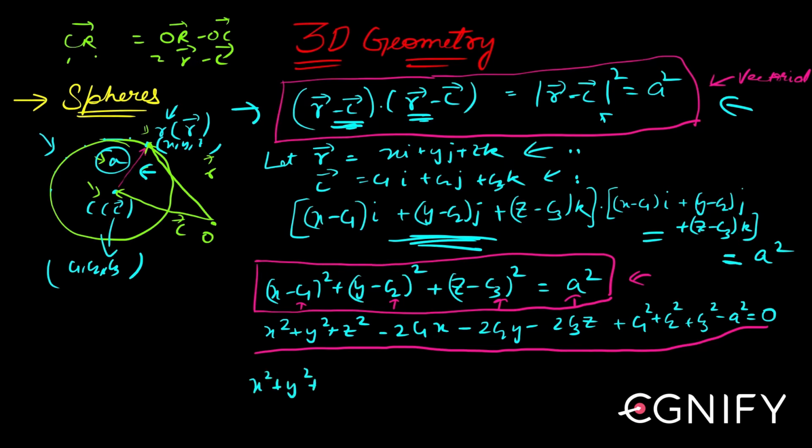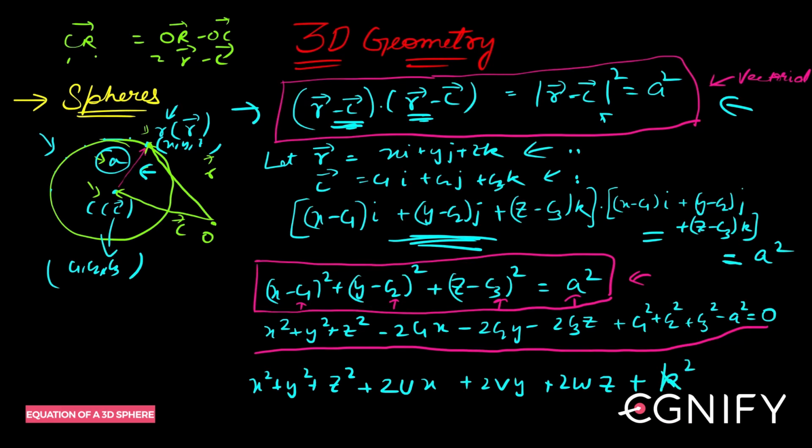Because sometimes you have an equation given like this: x square plus y square plus z square plus 2ux plus 2vy plus 2wz plus some k square is equal to 0. You might get something like this. So always relate this particular equation, that's very commonly seen, to this equation.